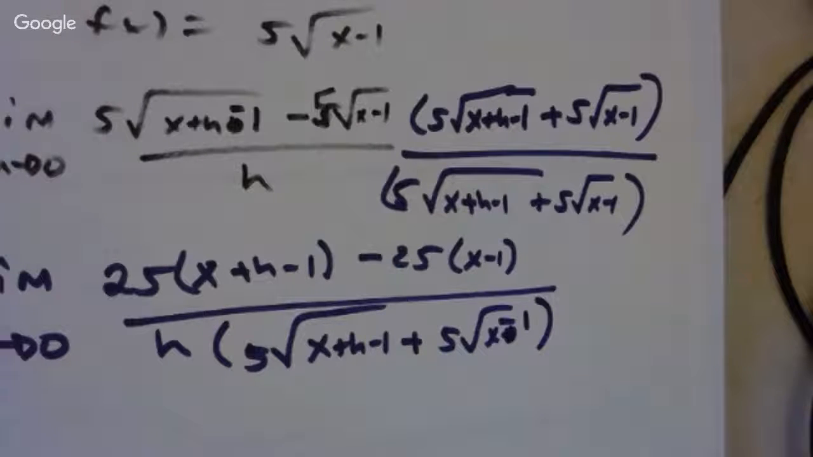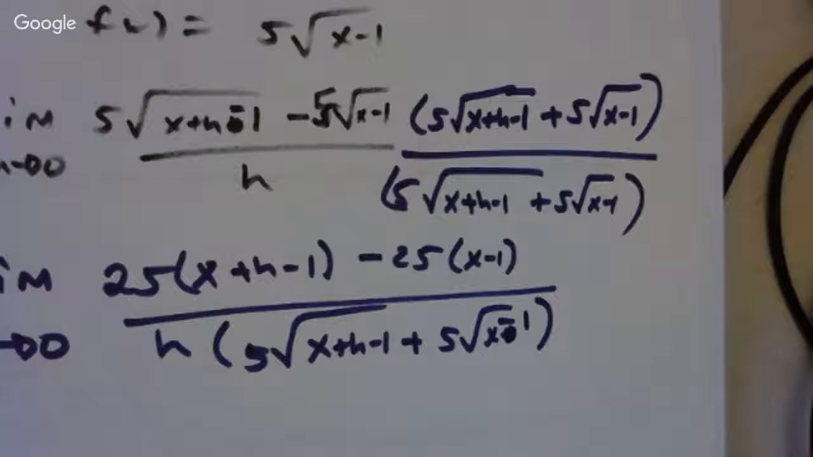But let's talk about why we did this. Number one, why can't we just plug in 0 here? It would make it undefined. Now, let me ask you a question. If I plug 0 into that, does it make just this part here undefined? No. So if I can get rid of this h, it's okay that I've got something else in the denominator.